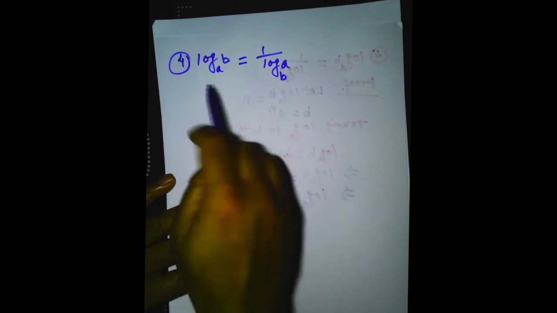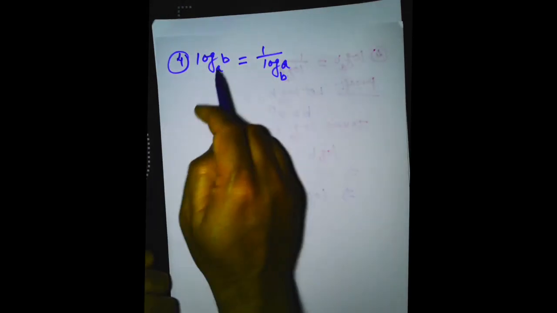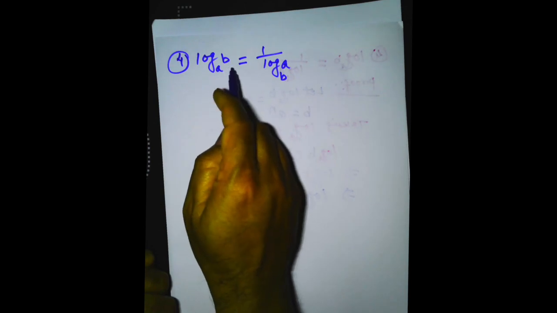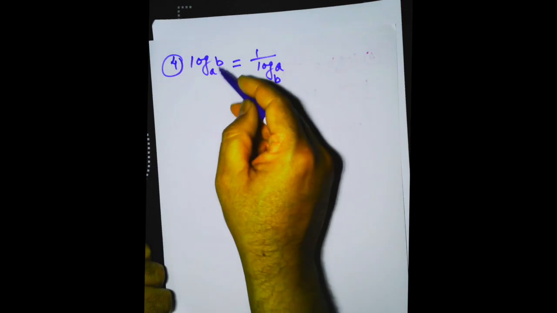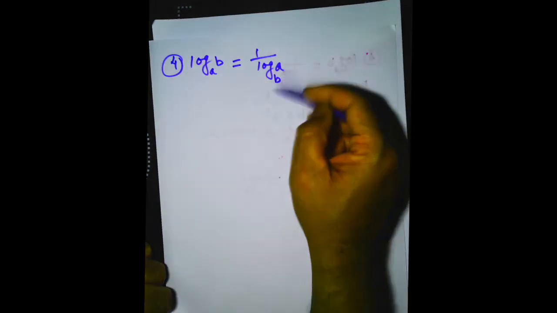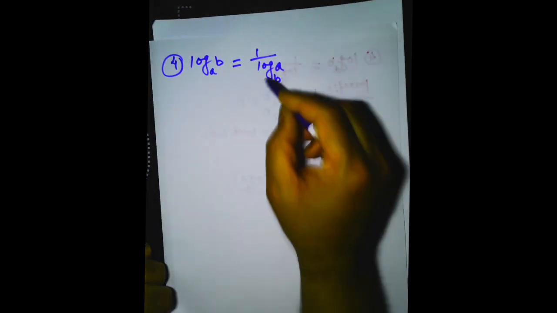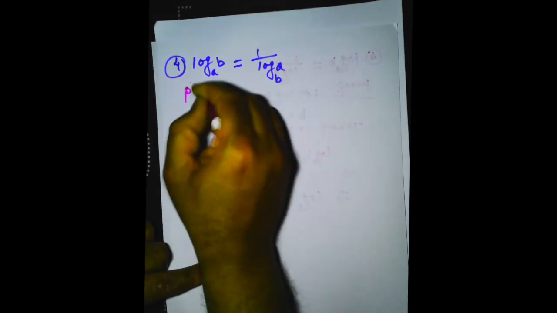Now just have a look at this equation. Log base a of b, when it has been made reciprocal, then what happens? The base and the number positions have interchanged. So this is also one of the laws of logarithm, and it may be termed the reciprocal law of logarithm. If you are interested in proving it, you can do so also.